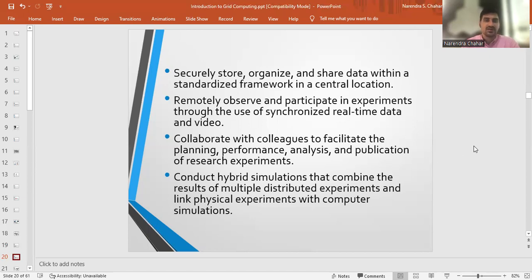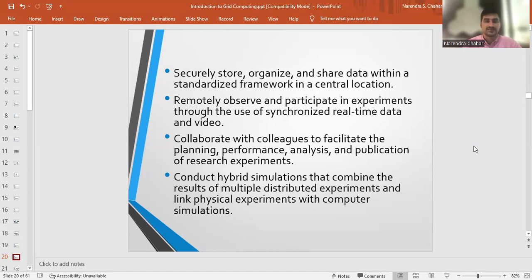Next, collaborate with colleagues to facilitate the planning, performance, analysis, and publication of research experiments. This also supports some kind of planning, and some performance must be there. If it's synchronizing with the server, then its performance must be very good, and the internet connection will function well. Analysis, how the data is analyzed, publication of research experiments, like ones previously not done by anyone.